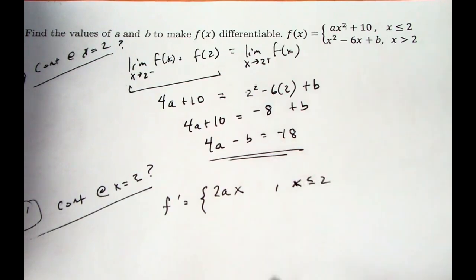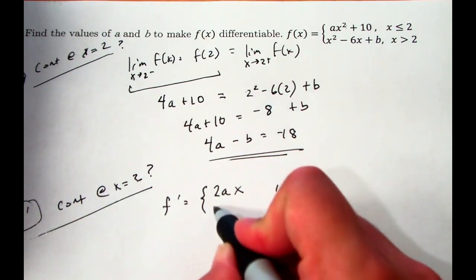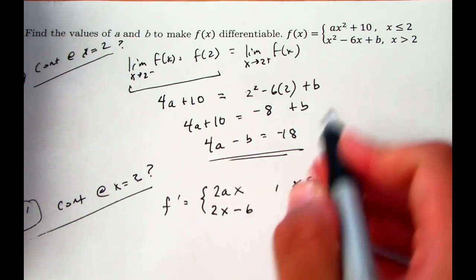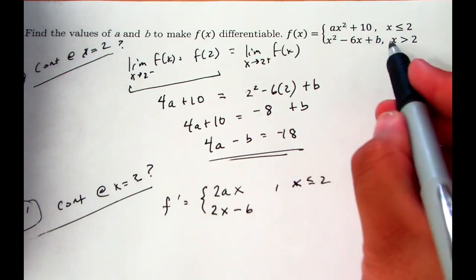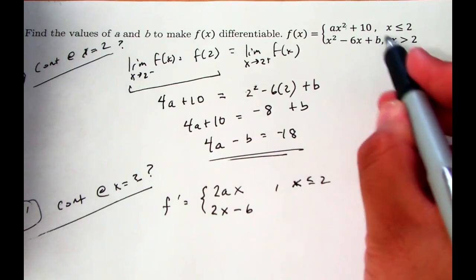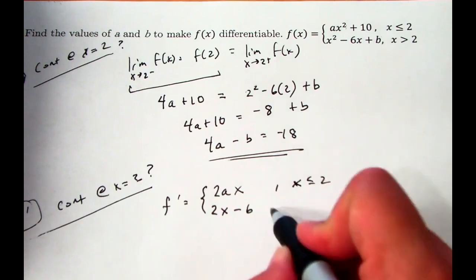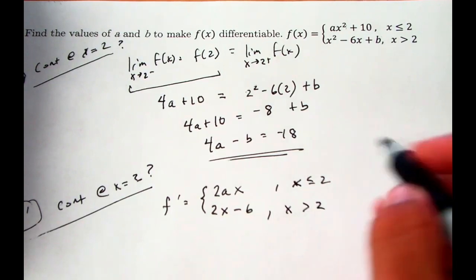Over here, we have x squared minus 6x plus b. So using the power rule, that becomes 2x, constant multiple, or mx, if you want to think of it that way, 2x minus 6. And then b is just a constant. Its derivative, its slope is 0 because it's not changing. So 2x minus 6, and that's valid when x is greater than 2.